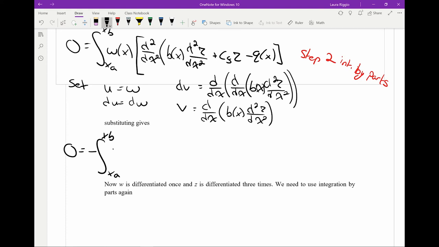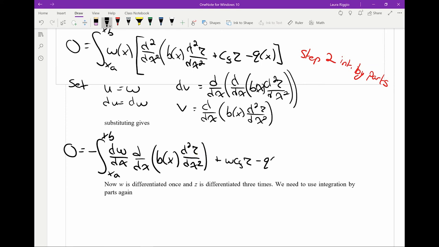xA to xB of dw/dx times d/dx of b(x) d squared z/dx squared, plus w(cfz minus q(x)) dx, plus w d/dx of b(x) d squared z/dx squared, evaluated from xB and xA.